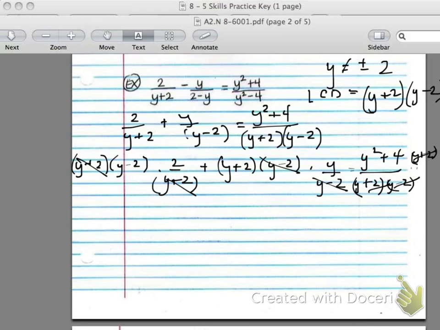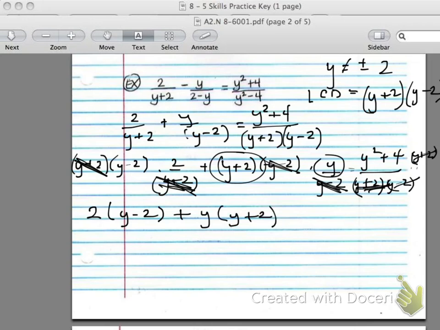Okay, so I canceled out everything I could cancel out, right? So now what I really have left in my problem, this is the step I skipped, is 2 times y minus 2, right? Because these things right here cancel. So those are gone. Plus, here, this is gone, and this is gone, so I have my y times y plus 2, so plus y times y plus 2. Here I canceled out this and canceled out this because over here was y plus 2, y minus 2. So all I'm left with is y squared plus 4. So that equals y squared plus 4.